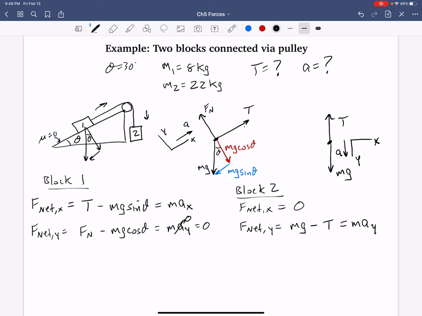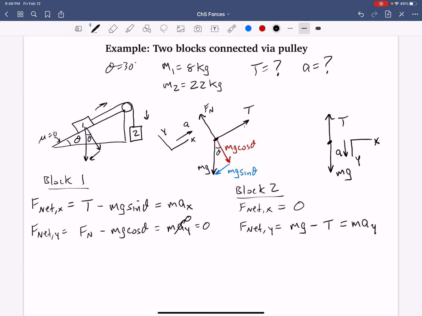So can we find either of those straight away? We cannot, right? Tension is a factor of acceleration, both over there and over here. So we cannot solve straight away for it. Let's see. What can we do?